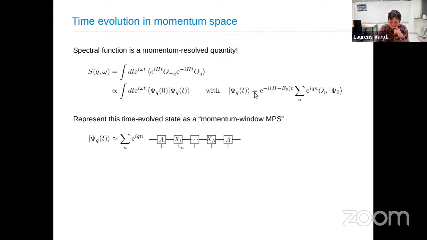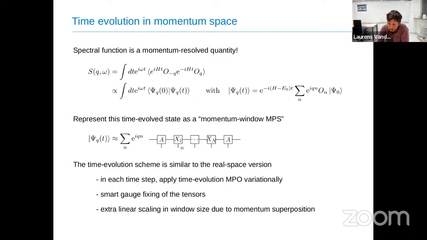And the idea is, well, it's very similar to what we did before. We will take a window MPS, but now we will actually use the momentum space version of this. So we take the momentum superposition of such a window state.